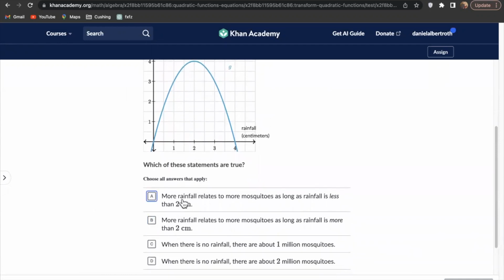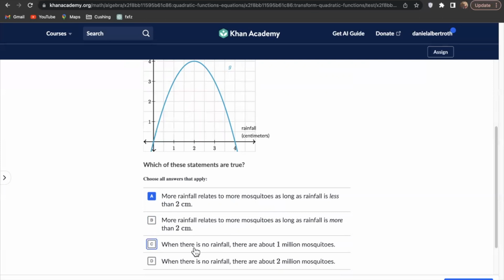So let's read them. A: More rainfall relates to more mosquitoes as long as the rainfall is less than 2. That's true. From 0 to 2, more rainfall means more mosquitoes. B: More rainfall relates to more mosquitoes as long as rainfall is more than 2. That is not true. B is the opposite of what we said. Once you get over 2 centimeters of rain, there actually are fewer mosquitoes because the graph is going down, down, down, and eventually gets down to 0 once you get to 4 centimeters. So I don't like B.